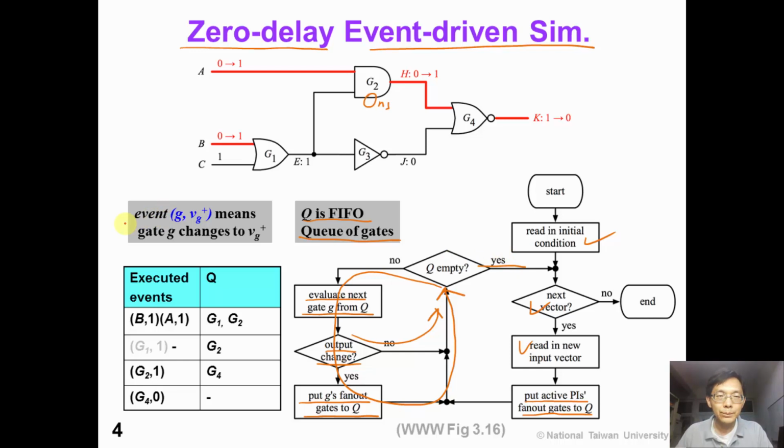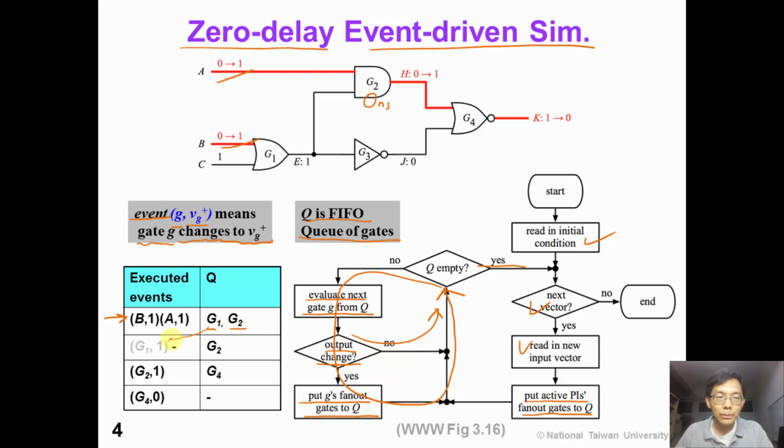In this lecture, we will use this notation to denote an event, G, VG plus, which means an event where the gate output G is changing to VG plus. At the beginning, we have two events at primary input where A is rising to 1 and B is also rising to 1. So we put their fan-out gates G1 and G2 into the queue.